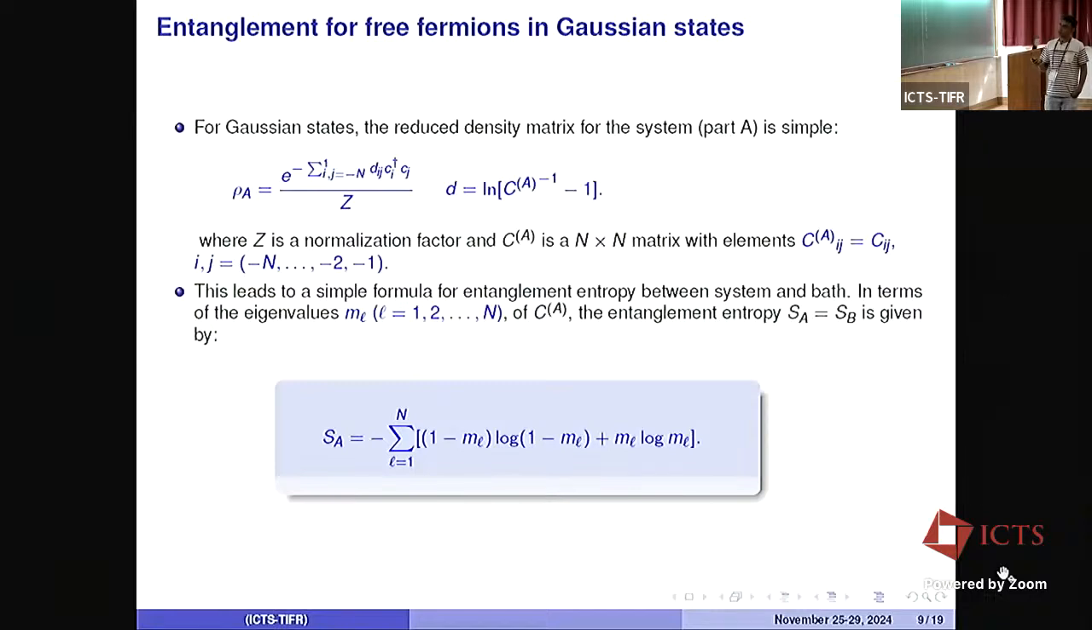Given that the density matrix of the system is a Gaussian state, if we look at the correlation matrix in the subpart A, then the entanglement entropy is given in terms of the eigenvalues of this correlation matrix. This is the formula that Rajdeep already mentioned. So numerically it's very easy to find, for our setup, how the entanglement entropy changes with time. We just compute the correlation function, find its eigenvalues, and compute this object.